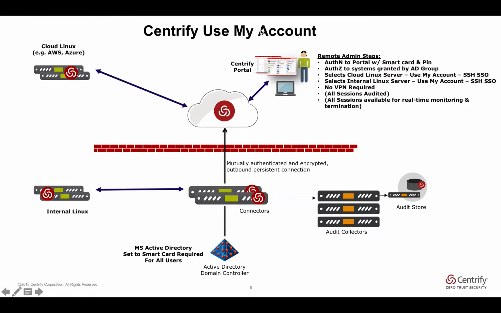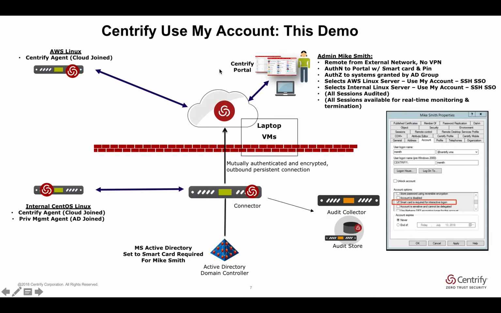So Centrify Use My Account is basically single sign-on to Linux machines, and it's really simple. The remote admin authenticates to the portal, and in my case, they're going to authenticate with smart card and PIN. The authorization is based on AD group, and all they do is select the cloud Linux machine they want to log in to, click Use My Account, and they log in. Select the internal machine they want to log in to, click Use My Account, and it logs them in. No VPN is required. All sessions are audited, and all sessions are available for real-time monitoring and termination. And that's what I'll be demoing today.